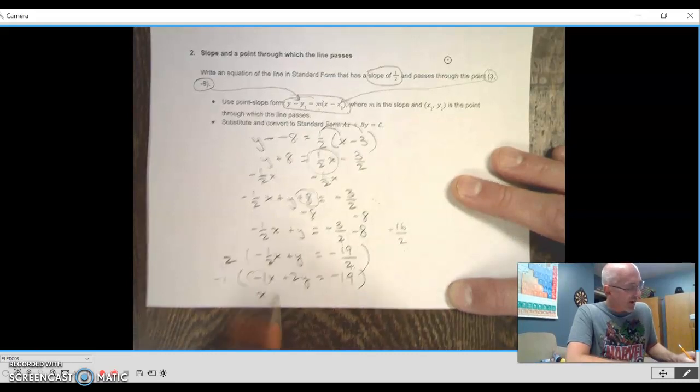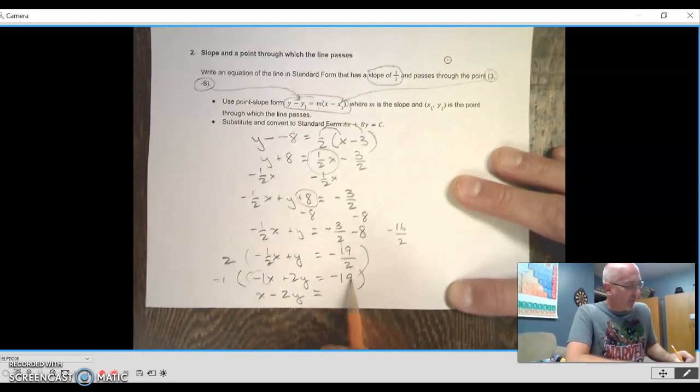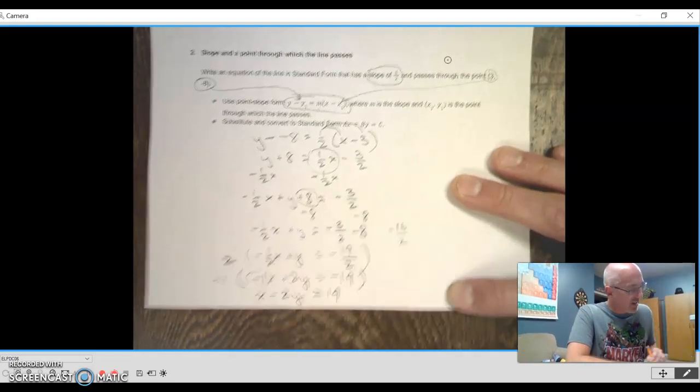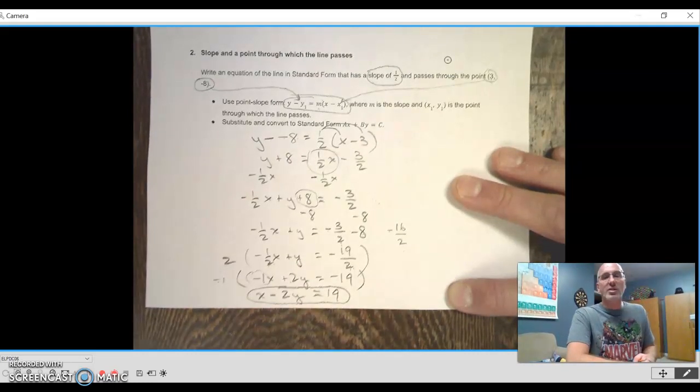So we get x, negative 1 times 2 is negative 2y. Negative 1 times negative 19 is 19. So our equation in standard form is x minus 2y equals 19.